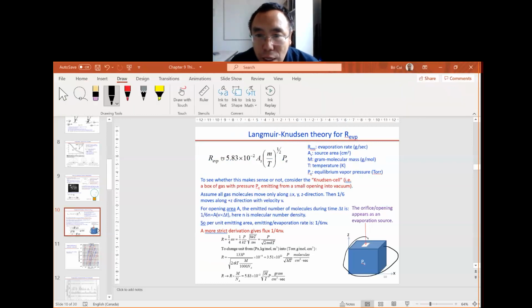We have some material inside, for example gallium, and we have the vapor. So we have gallium vapor inside the box. Then the vapor will come out from this opening here. We have a small opening. This is the Knudsen cell.